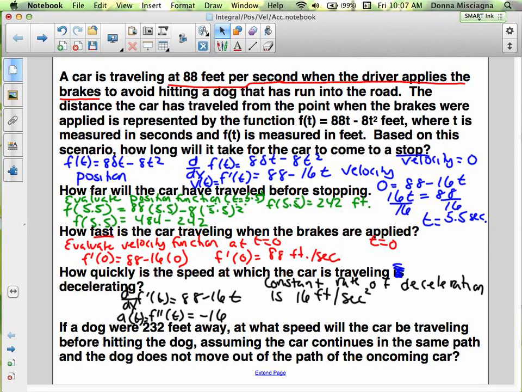If the dog were 232 feet away, at what speed will the car be traveling before hitting the dog? Assuming the car continues in the same path and the dog does not move out of the path of the oncoming car. So we're looking at the speed the car is traveling. Speed is just velocity, but it's always positive. Regardless of the sign, it would just be positive. So let's look at the next page where I have some space for this problem.